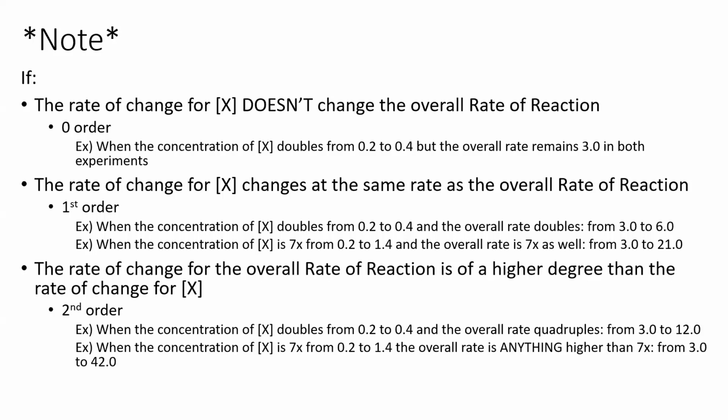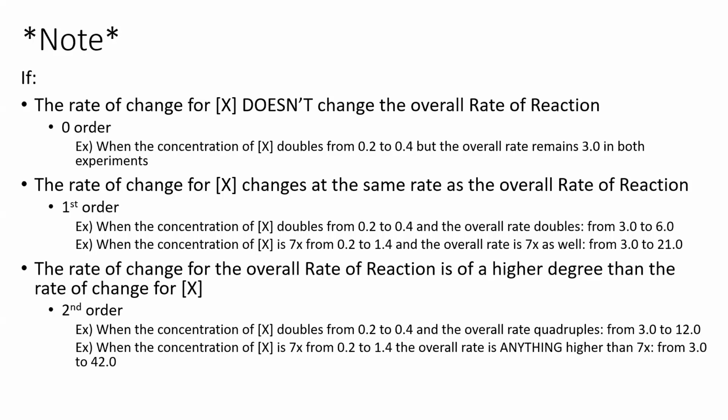When the concentration of X is 7 times, again, most commonly you'll find either doubled or tripled, but just to show you that it works in extreme conditions as well, I did 7 times, so we could have 0.2 to 1.4. The overall rate is 7 times as well. So it'd go from 3 to 21. And obviously, 0.2 times 7 is 1.4, and 3 times 7 is 21.